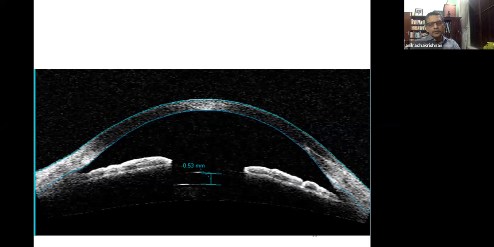This is a post-op patient who has undergone a phakic IOL. You can see that this is the IOL here and there is good vaulting. There is space between the IOL and the crystalline lens. It is coming to 0.53 or 530 microns. So that is a very healthy distance.